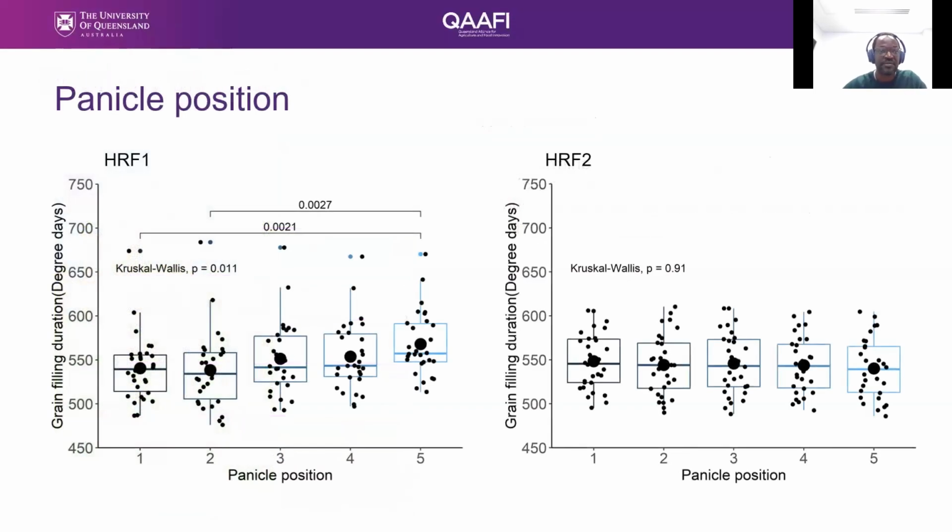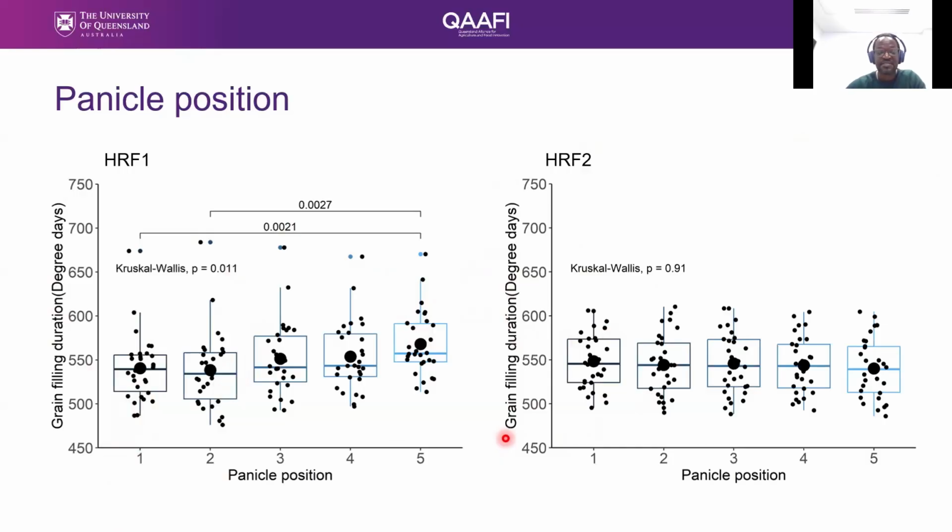We also report that across the environments in which we did this experiment, we found there was little variation in the grain filling duration across the panicle position, with grain filling duration in days on the y-axis and panicle position on the x-axis. For the first experiment, there were only significant differences between panicle 1 and 5 and panicle 2 and 5. In the second experiment, there was no significant difference between the different panicle positions.